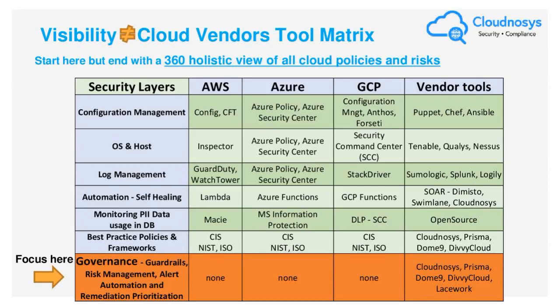And so this problem gets even more complex when you go into multi-cloud, because now you have to manage security controls and all these different findings that are coming out from all these different tools. That's just the cloud vendors' native tools. We're talking about AWS, Azure, and GCP. But if you go into the vendors' tool column, you'll see, for configuration management, you may have Puppet running or Chef or Ansible. For OS and host, you may be running Tenable or Qualys or Nessus, right? So how do we bring all these together and perform risk mitigation, perform automation, and perform prioritization?